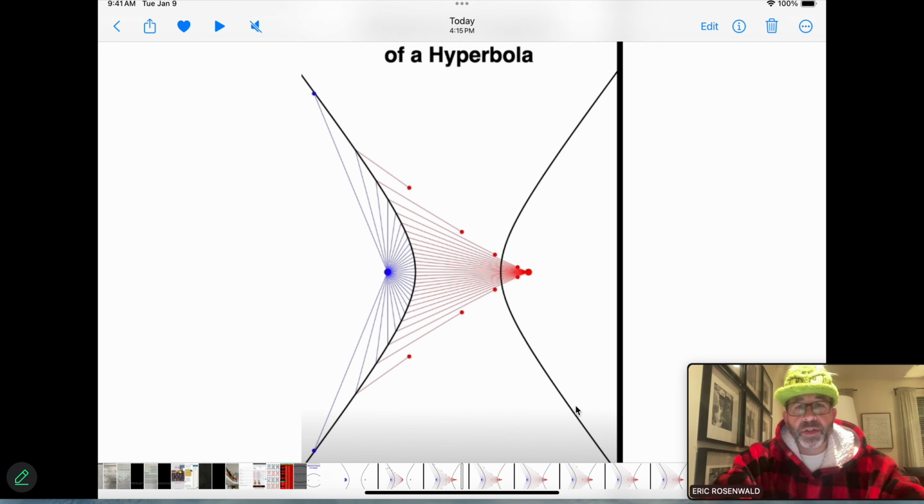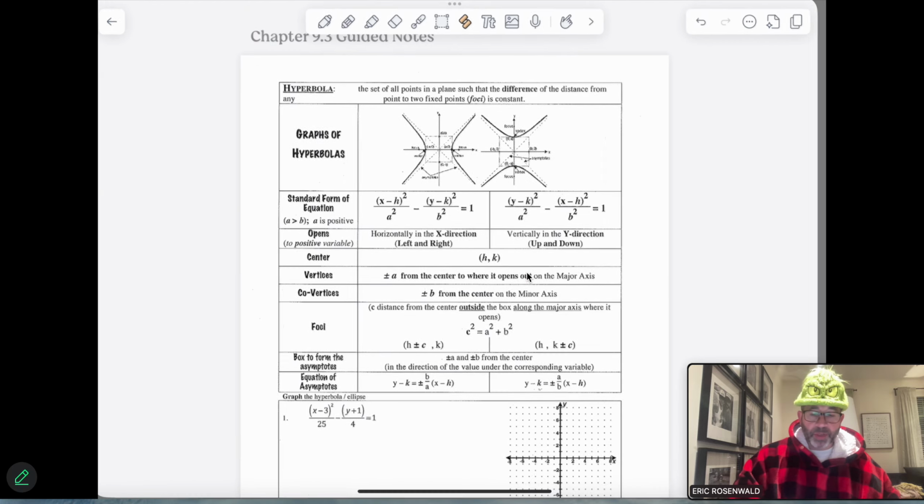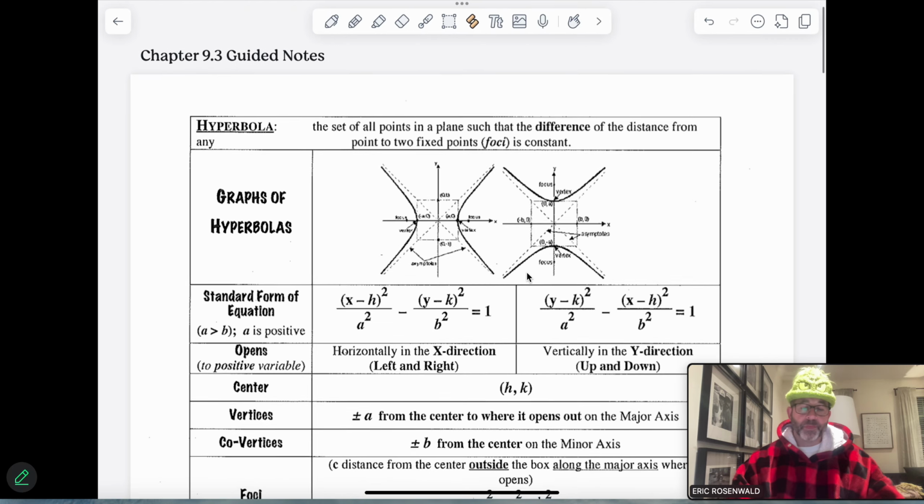What you should notice here is that the angle of incidence and the angle of reflection are exactly the same throughout the entire picture. And every single time it's going to bounce back and hit this other focal point on the other side, which to me is pretty cool. So let's jump into all the properties of hyperbolas.